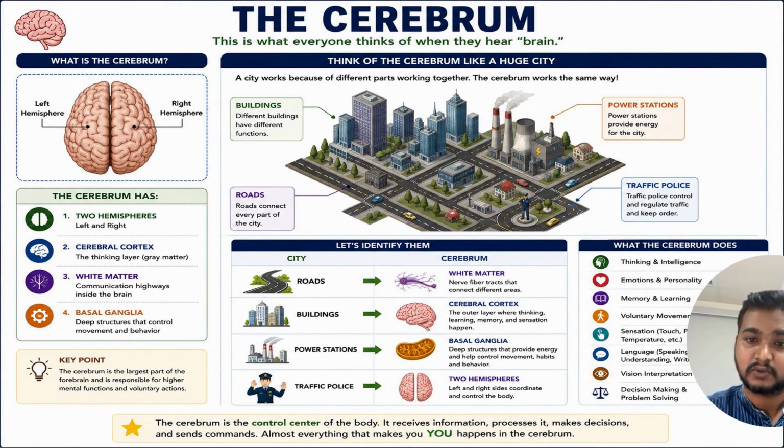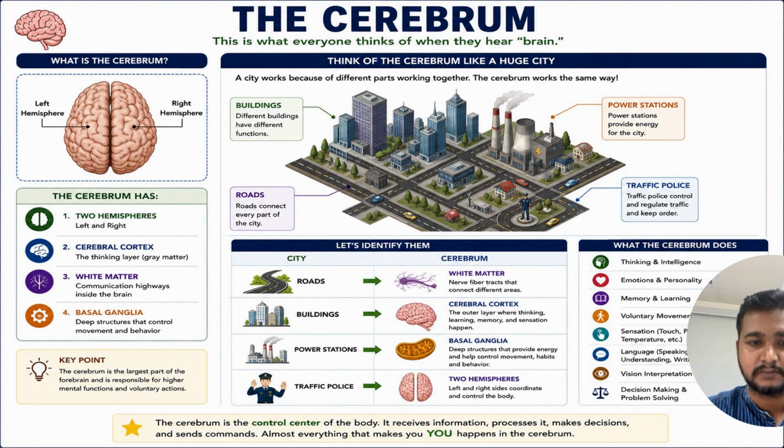Buildings. Cerebral cortex. Now think about the buildings. This is where people work, decisions are made, and important activities take place. In the cerebrum, these buildings represent the cerebral cortex. The cerebral cortex is the thin outer layer of grey matter where higher brain functions occur. This is where you think, learn, remember, solve problems, understand language, and make decisions. In simple words, the cortex is where intelligence lives.